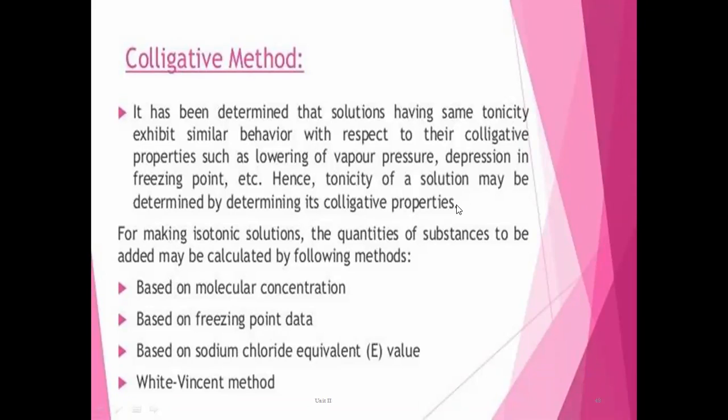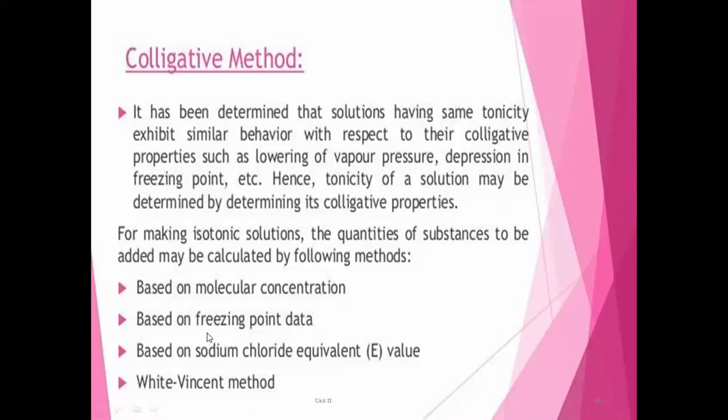So what are those 4 different properties? For making isotonic solutions, the quantity of the substances to be added may be calculated by the following 4 methods, that is, colligative methods. And what are those colligative methods?